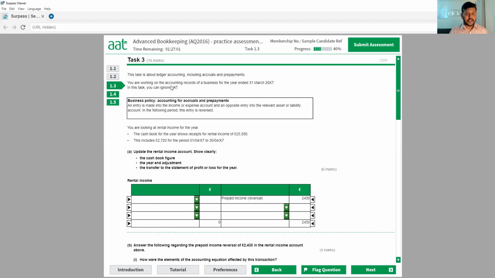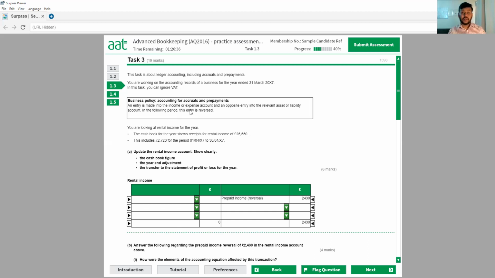You are working on the accounting record of your business for the year ended 31st of March 2017. In this task, you can ignore the VAT, okay? Business policy for accounting for the accruals and prepayment: an entry is made into the income or expense account, opposite to the entry in the relevant asset or liability, the following period. This entry is a reversal.